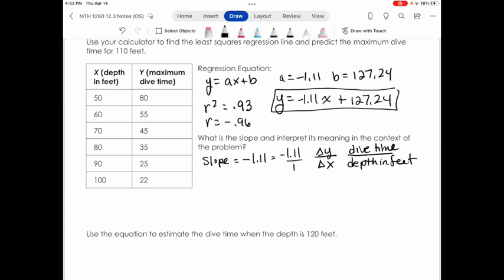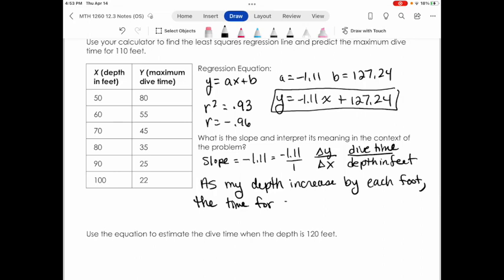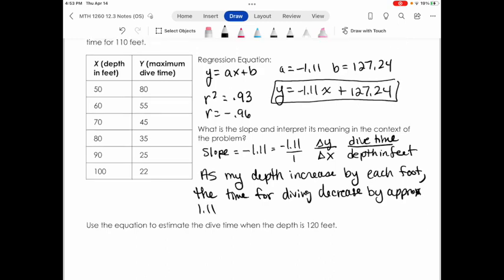So I can interpret this as: my depth increases by each foot, the time for diving decreases by approximately 1.11 minutes.